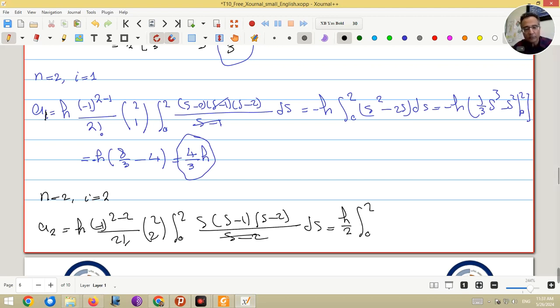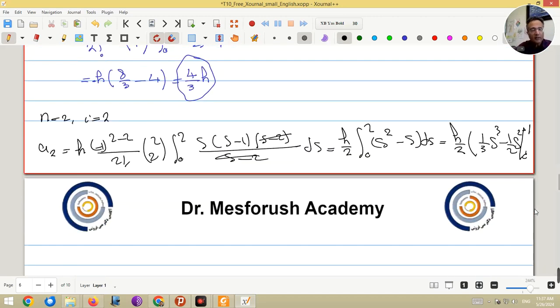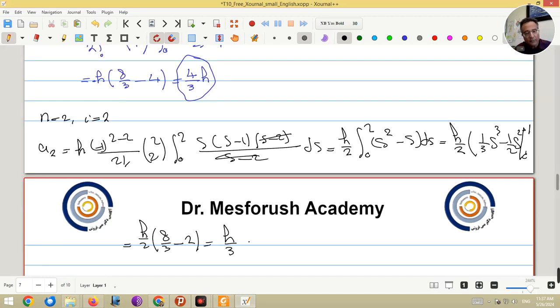Integral from 0 to 2, cancel these two, we get s squared minus s d s, and this is h over 2 times (1/3 s cube minus half s squared) from 0 to 2. Okay, and if you compute this one, this is h over 2 times (8 over 3 minus 2), and this is h over 3. This is the next one.